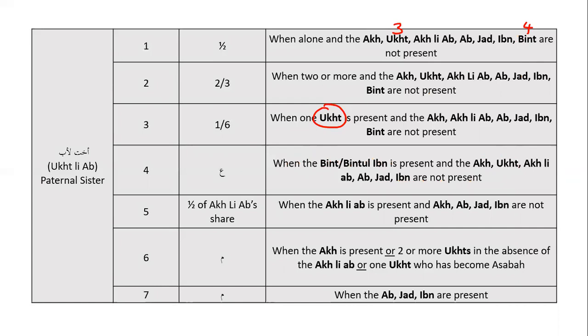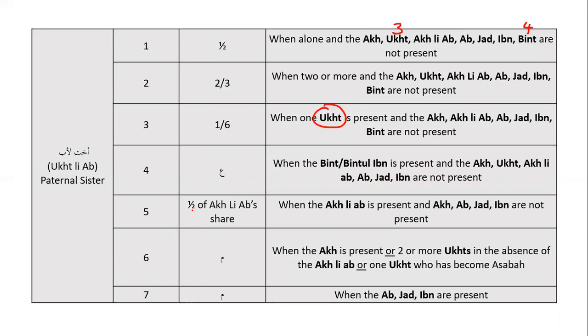And as we mentioned in the last lesson, اجعلوا الأخوات مع البنات عصبة. So when the Bint and Ukht come together, the Ukht automatically becomes Asaba, either Ukht full or Ukht li'abin. This doesn't refer to the Ukht li'ummin. So condition number 4, the Ukht li'ab will receive Asaba when the Bintul Ibn is present and the Akh, Ukht, Akh li'ab, Ab, Jad, Ibn are not present.